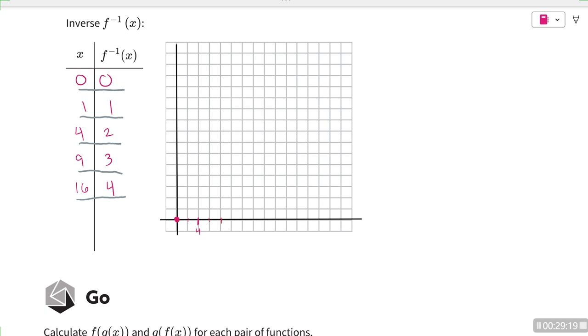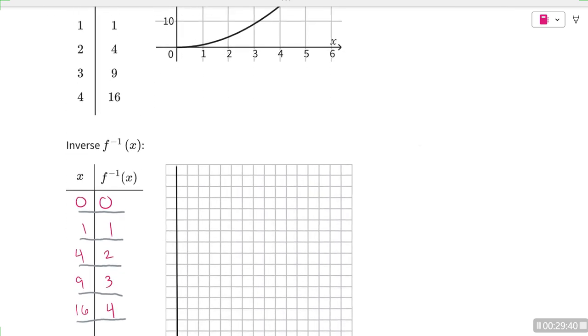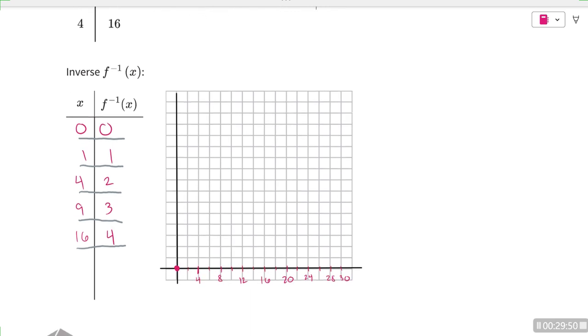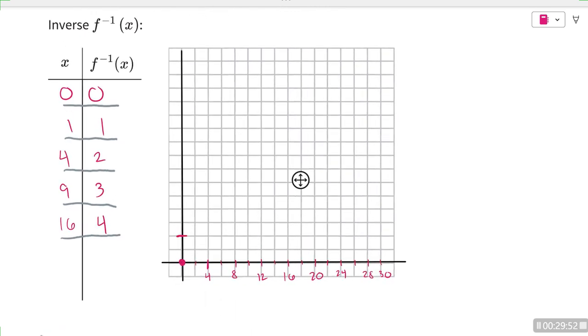So let's make this 4. So 2, 4, 6, 8, 10, 12, 14, 16, 18, 20. So I'm already at 20. That's good. 22, 24, 26, 28, and there's my 30. So I got the same values in. And here, our x-axis is counting by ones. So that one really, we don't need a lot of numbers there. I'm going to actually count by 0.5.